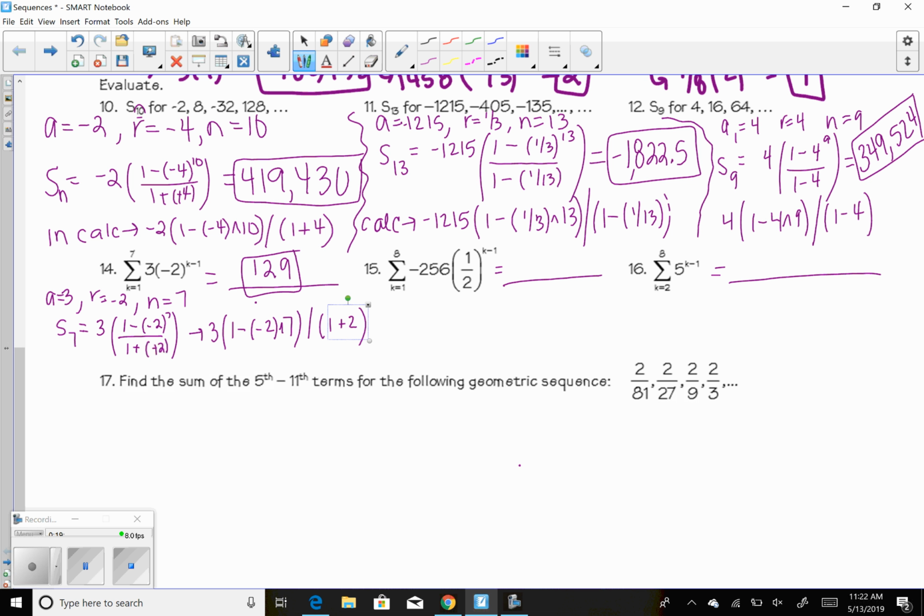All right, 15. So 15 is the same thing. Sum the first to the 8th term. So A1, what you're starting with, is negative 256. Your R is 1/2. Your N, when you start at 1 and go to 8, it's just 8. It gets tricky when you start at a different one. So S8 equals. If you haven't tried this one on your own, I would encourage you to go ahead and just try this. Pause the video. Go ahead and try this to see if you can do it by yourself. I'm just going to continue to write.